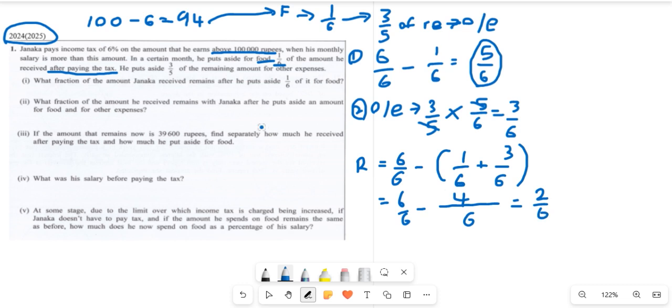Third one: if the amount that remains now is 39,600 rupees, so this 2/6 is equal to 39,600 rupees. Find separately how much he received after paying the tax and how much he put aside for the food. So after the tax, what is the amount he received and how much he spent for the food. We have to calculate both of those.